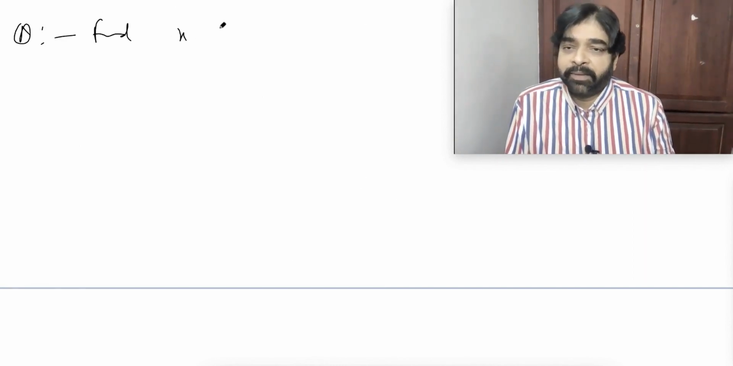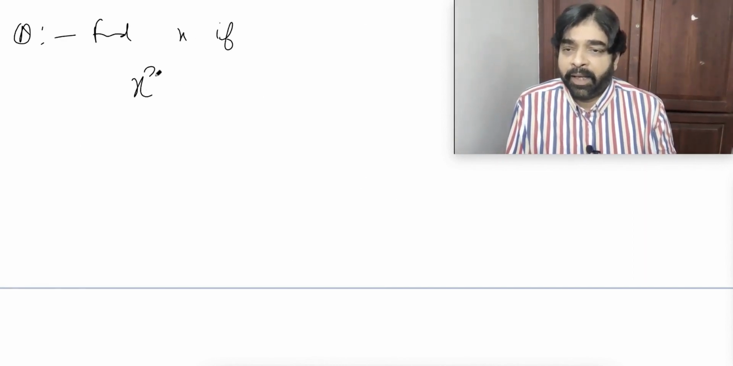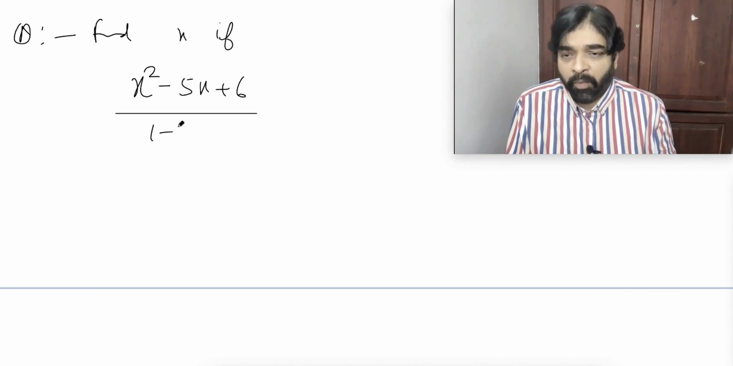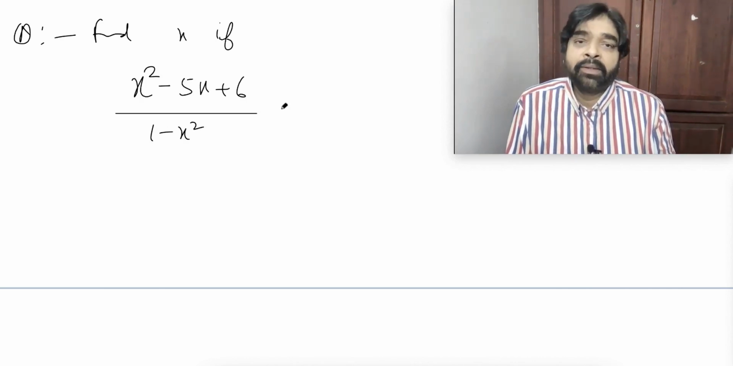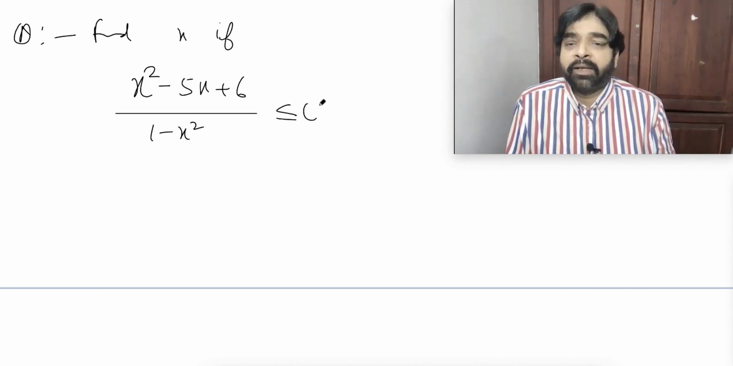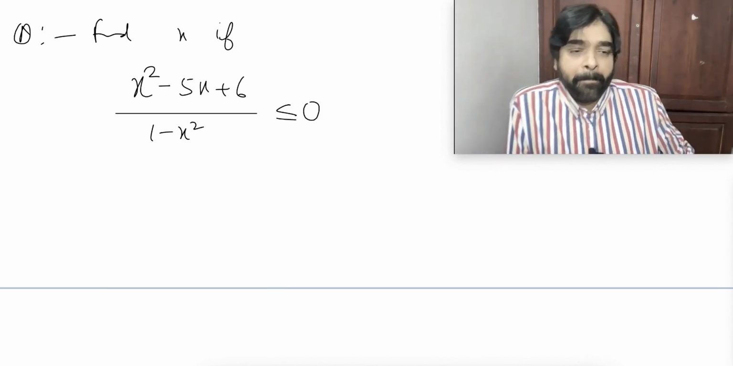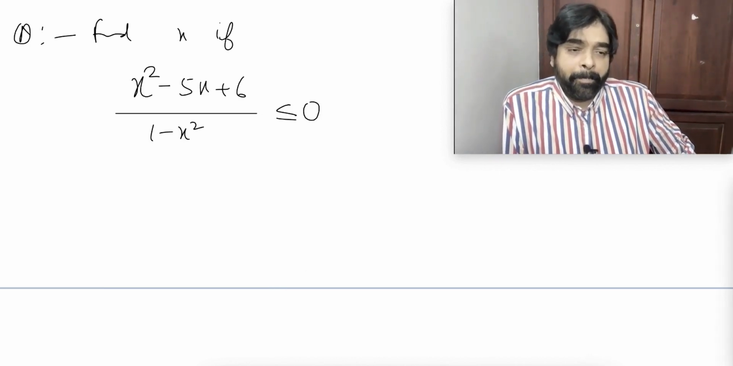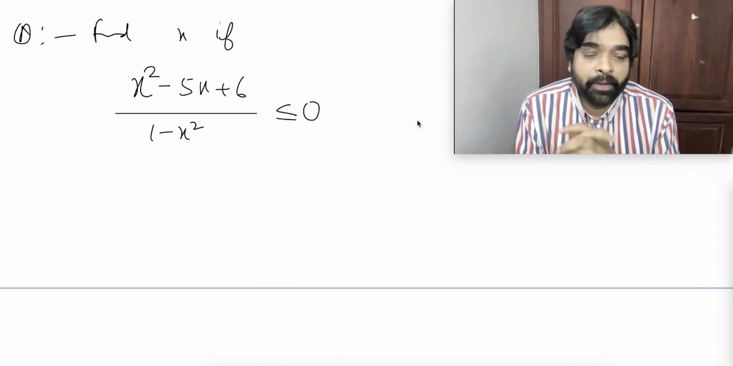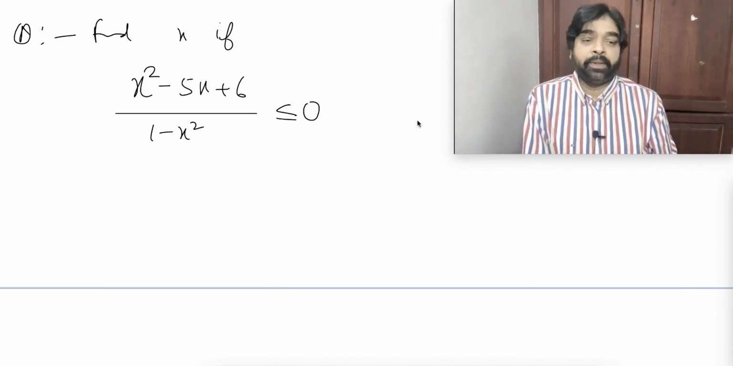Find x if (x squared minus 5x plus 6) divided by (1 minus x squared) is less than or equal to 0. Please solve quickly. Finished. Okay.